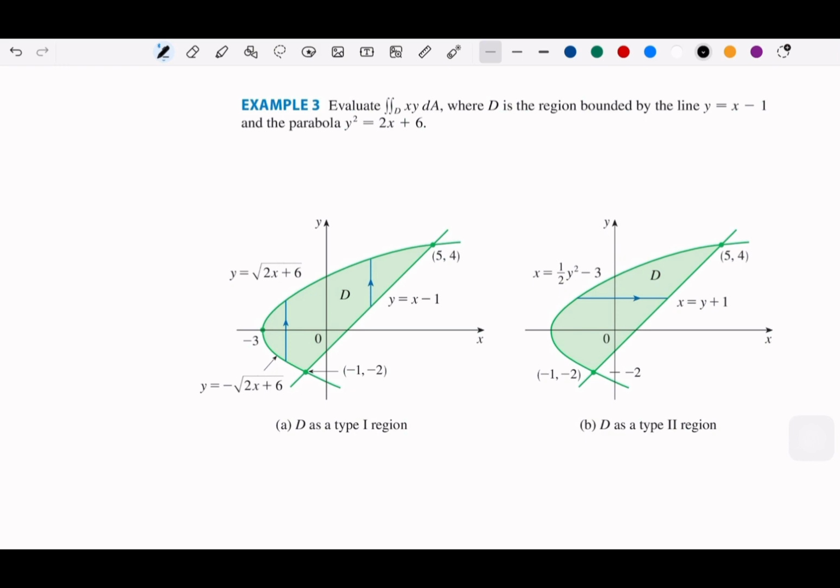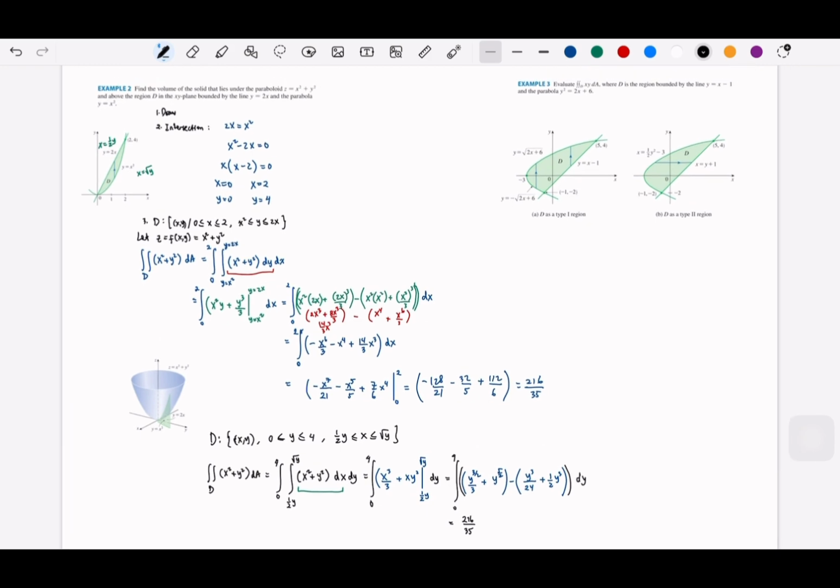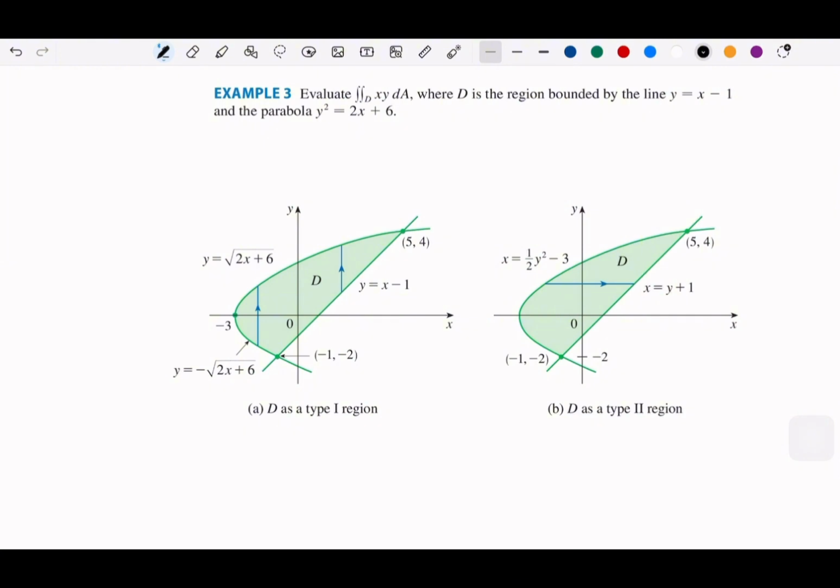Okay, let's continue. We have established the setup for double integrals on the general region. For example, in this case we set up the double integral of xy dA. We have the line y equals x minus 1, and the parabola y squared equals x plus 6. Suppose this is the picture that we have.